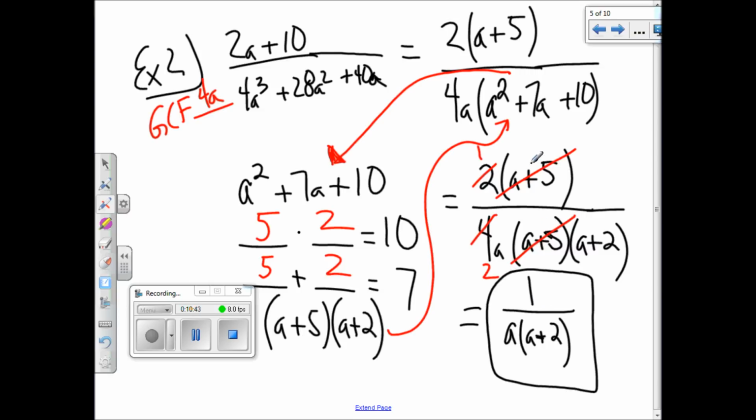And why is that? Because when you cancel a plus 5 and a plus 5, what you're really saying is a plus 5 divided by a plus 5 is 1 over 1. So what do we have on the top? We have 1 times 1. And what's 1 times 1? It's 1. Okay? Now, the downstairs, what's left? I'm left with a, and I'm left with a factor of a plus 2. So we write those side by side, and we are finished.